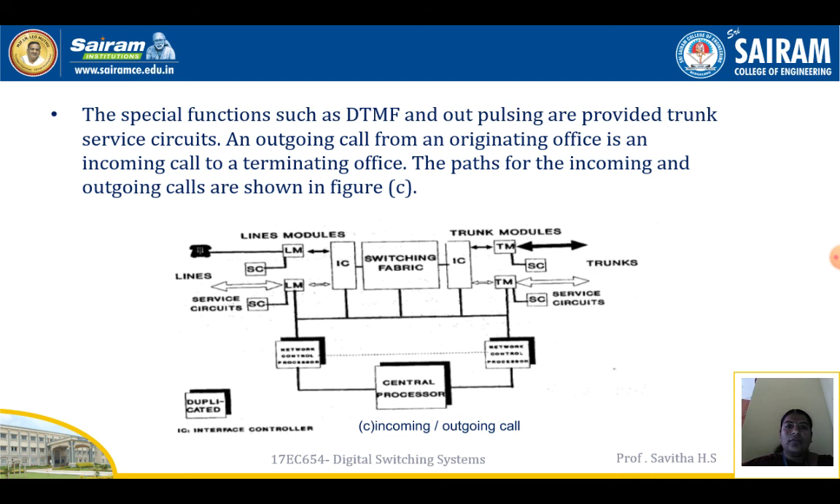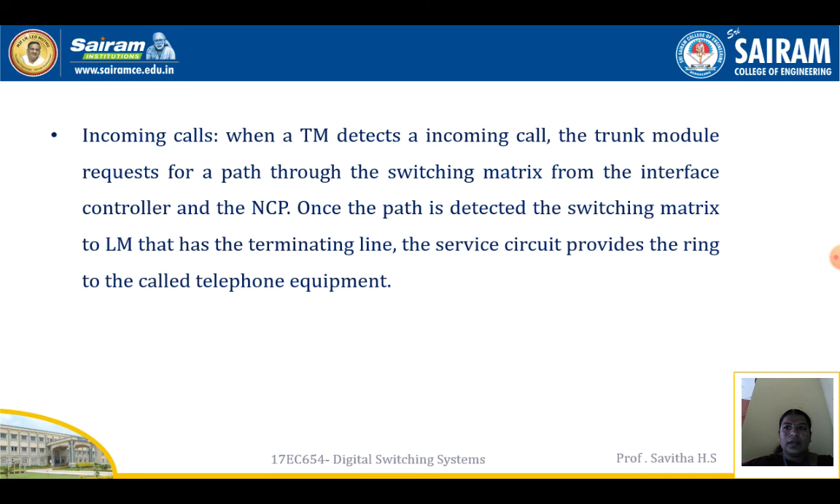An outgoing call from an originating office is an incoming call to a terminating office. The path for the incoming and outgoing call is as shown in the figure. Incoming calls. When a TM detects an incoming call, the trunk module requests a path through the switching matrix from the interface controller and the NCP. Once the path is established through the switching matrix to the LM that has the terminating line, the service circuit provides the ring to the called telephone equipment.